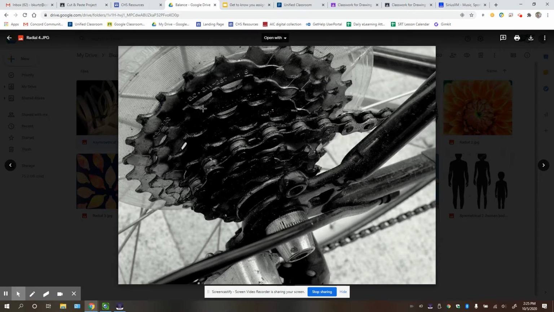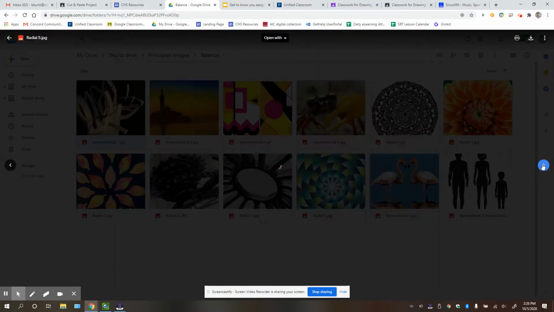All right, so like a bicycle wheel, the axle goes through the center, kind of going through this way. And even though we're not looking straight at that central point, we know that these gears and the spokes in the wheel of this bike all go around that axle. So that's an example of radial balance as well.